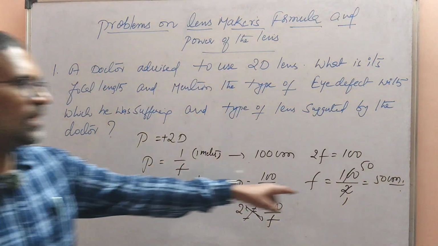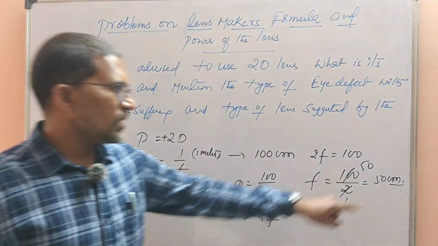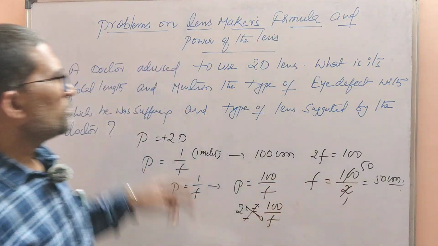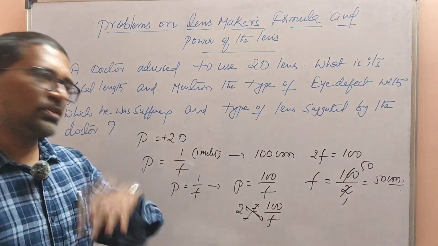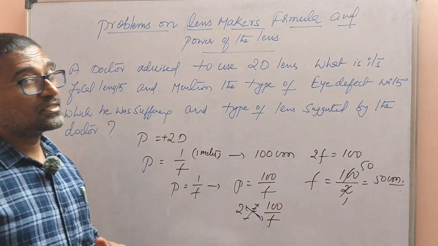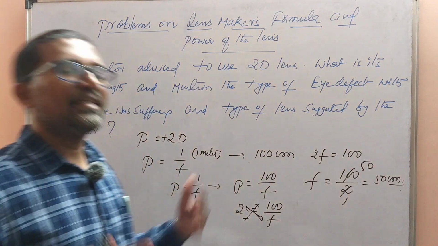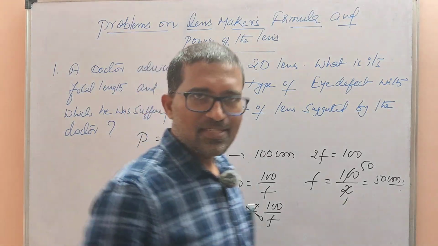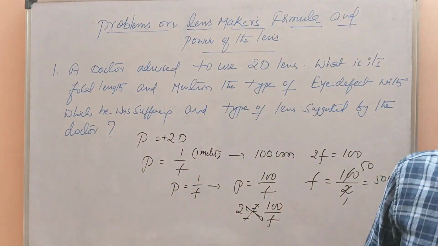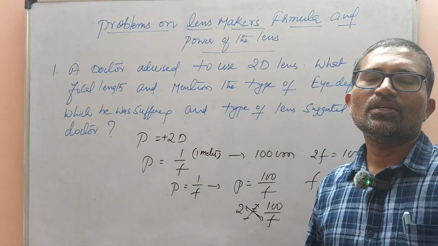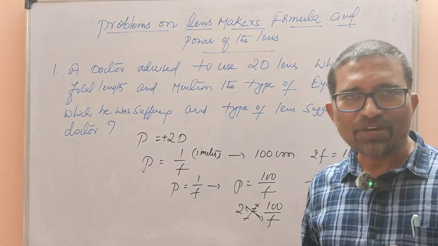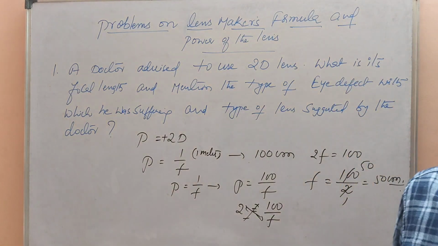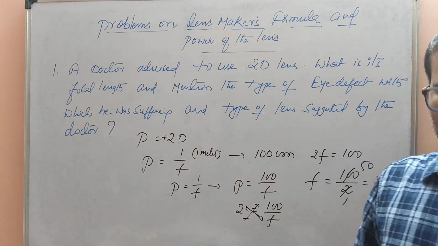Now the focal length value is positive. Power of the lens is positive, focal length is also positive. Then what type of lens is it? Any guess from your side? It is a convex lens. The power is positive, focal length is positive. Then the type of lens suggested by the doctor is a double convex lens. Simply we can say convex lens.